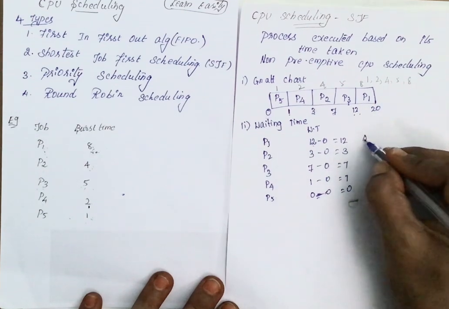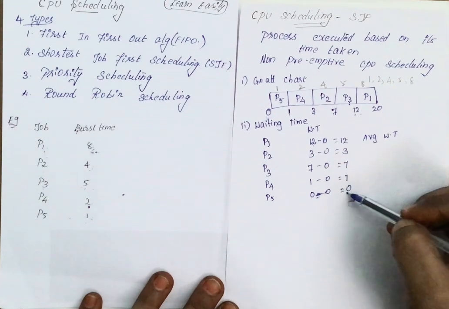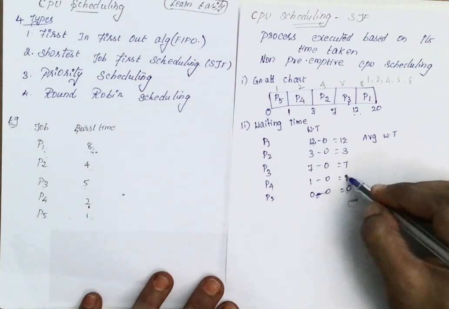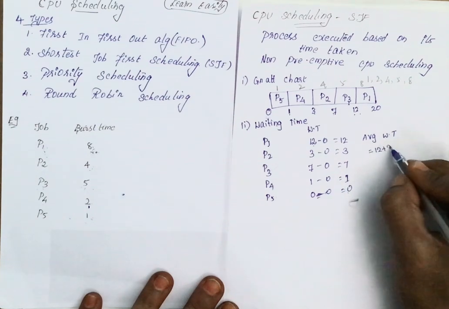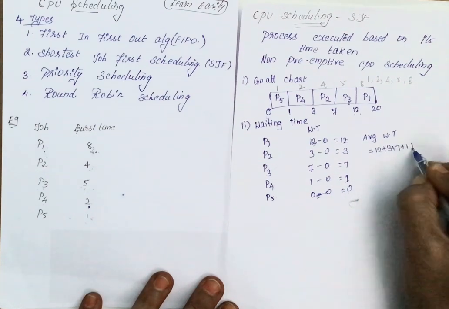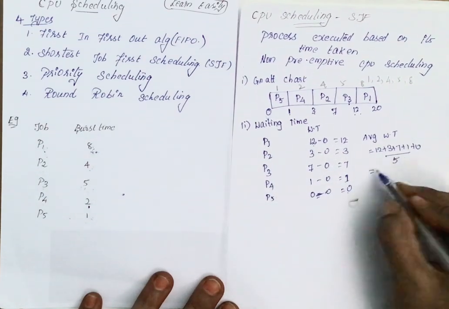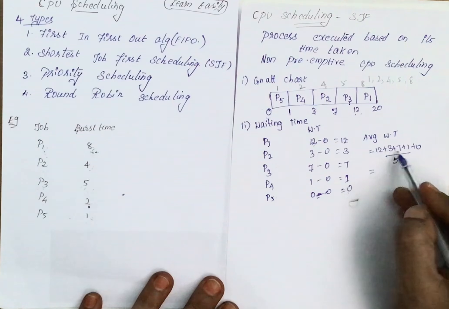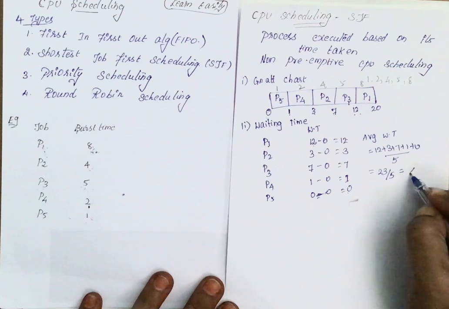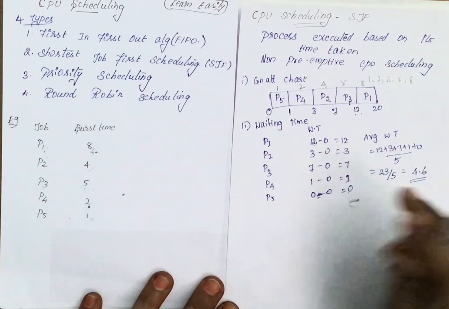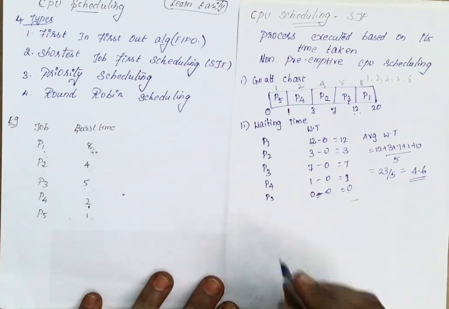Next we have to find the average waiting time. Average waiting time is the sum of the waiting times divided by the number of processes. So the waiting time is 12 plus 3 plus 7 plus 1 plus 0. We have 5 processes, so that is 23 by 5. The value is 4.6. So the average waiting time for shortest job first is 4.6.